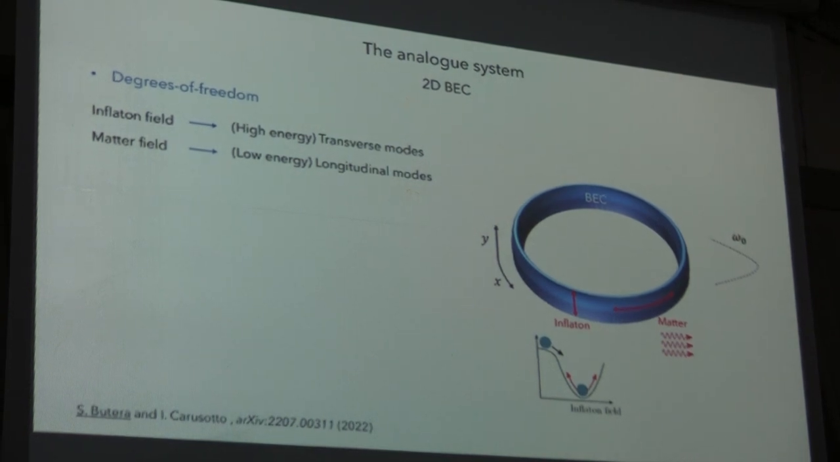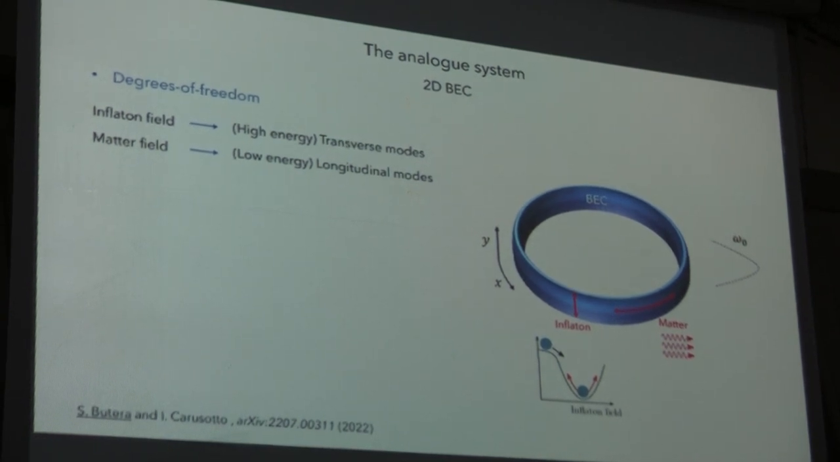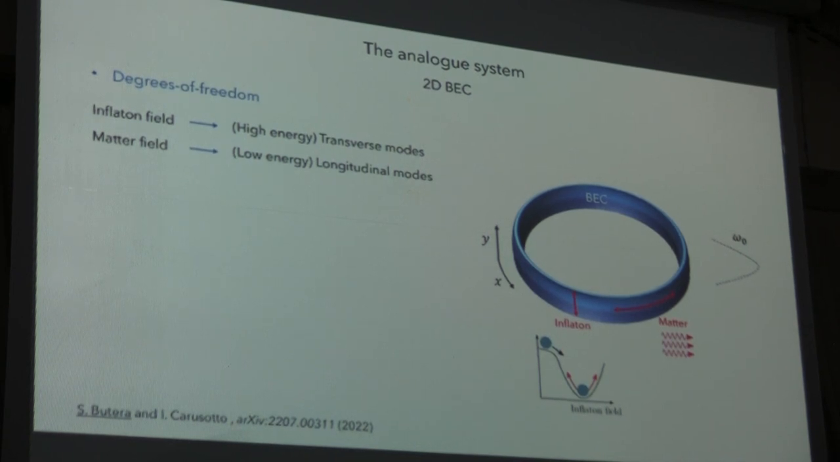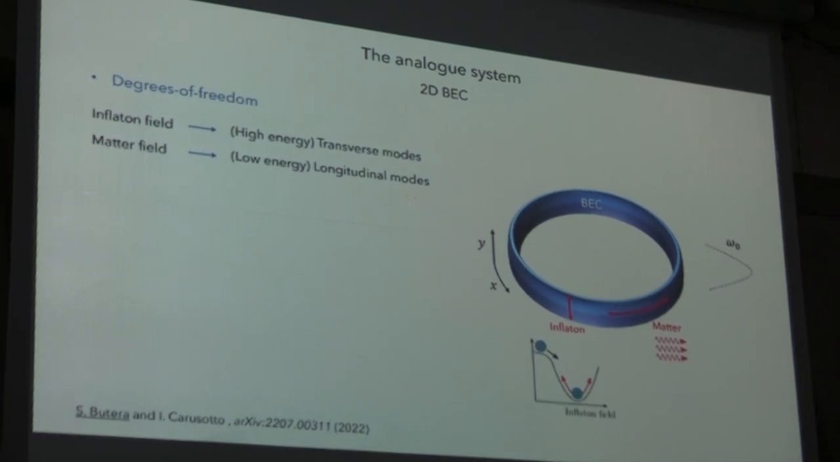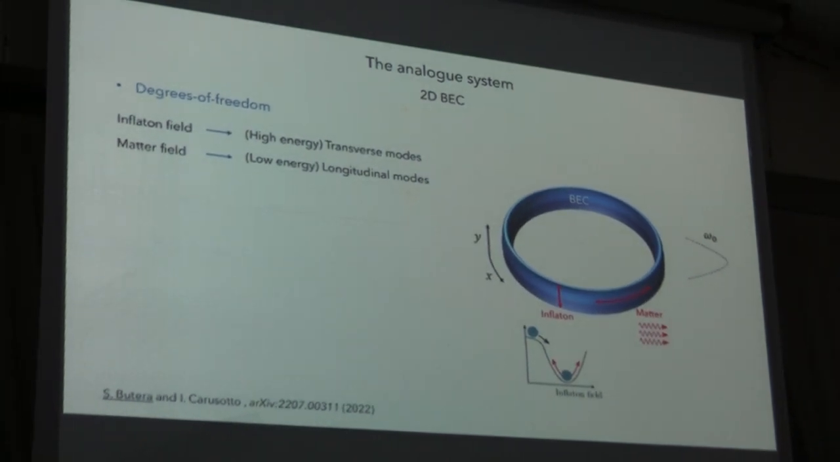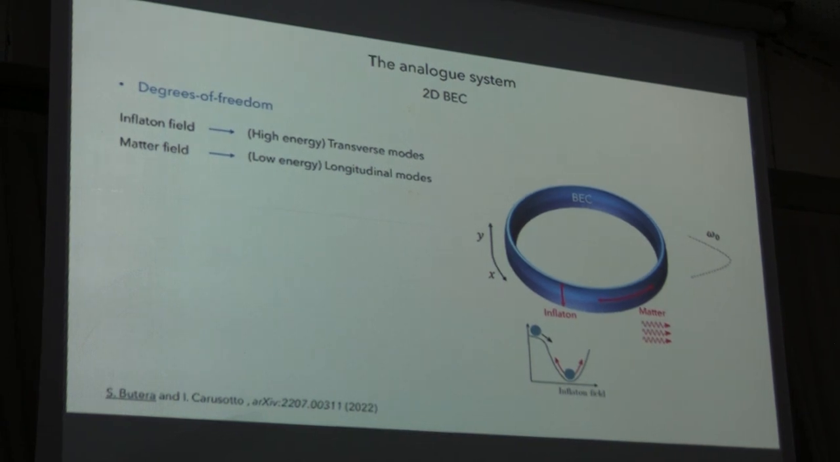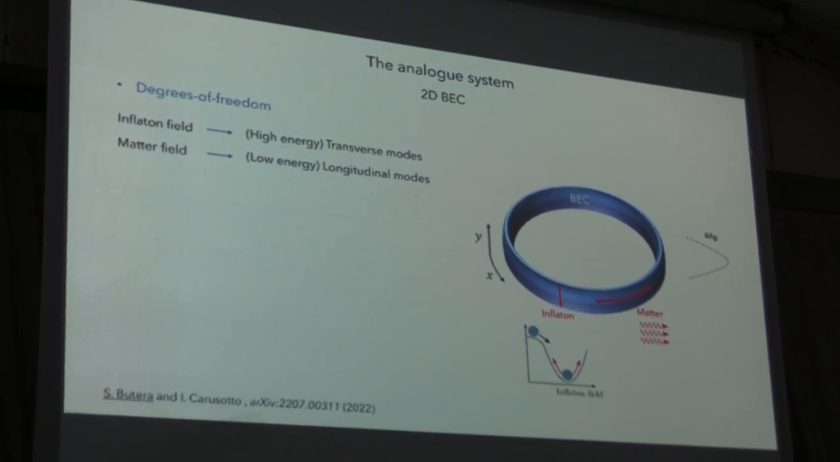Okay, so this is the analog system that I'm using. It is a two-dimensional Bosonic condensate that I consider for my numerical simulation in a ring-shaped configuration, but that was mainly for numerical ease. It's not really a physical requirement. You can just have instead a cigar-shaped condensate. That would be perfectly the same.